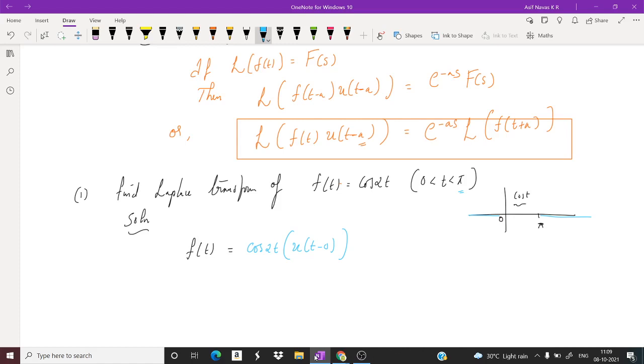So what you can do is this: minus cos 2t into u of t minus pi. Right? So we will get this value. So on the interval, the value of f of t is this. Now you can find the Laplace transform.